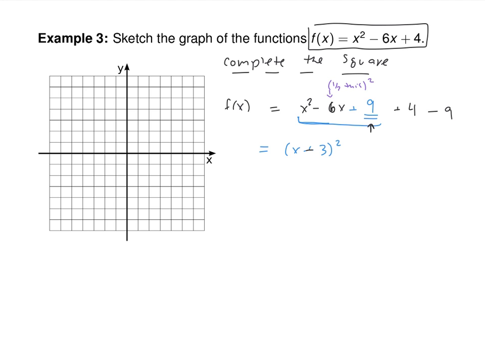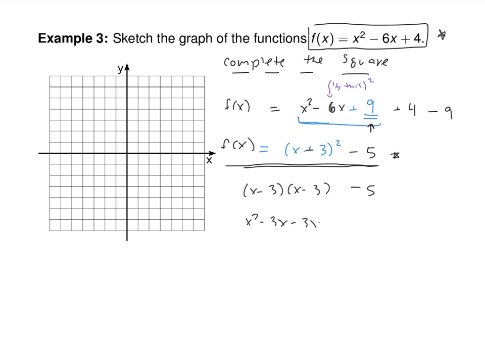The first 9 is built into this thing, and then what's 4 plus negative 9? Negative 5. How could you check that you were correct? Because I claimed that this is the same as this, right? Same means equal. Couldn't you do x minus 3 times x minus 3 and then take away 5 and you should get back that thing you had originally? And that'd be x squared minus 6x plus 9 minus 5. Bam. Same thing. This clever trick where you add and subtract something will come up again in this class, okay?